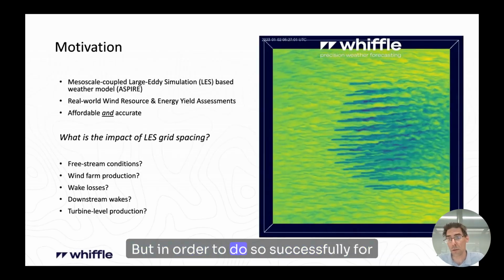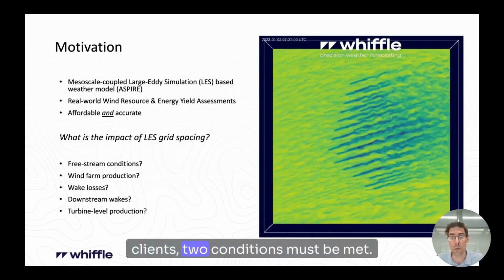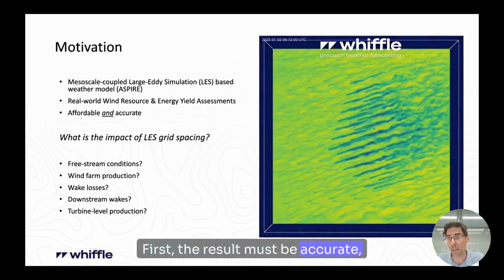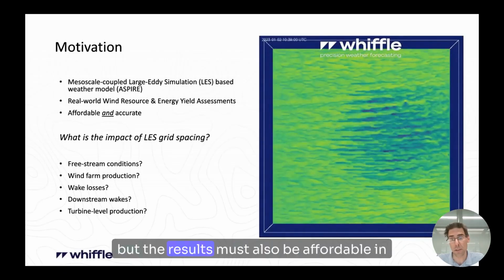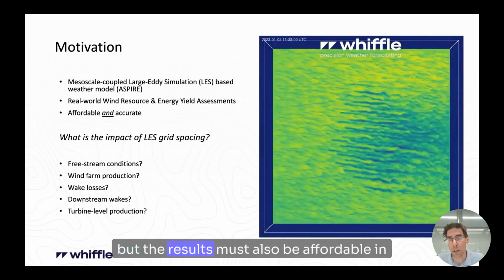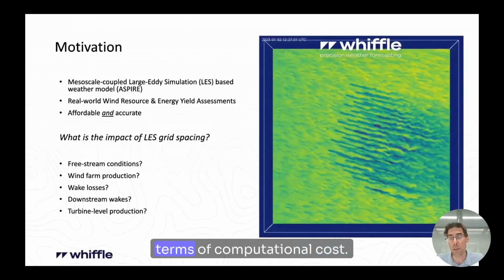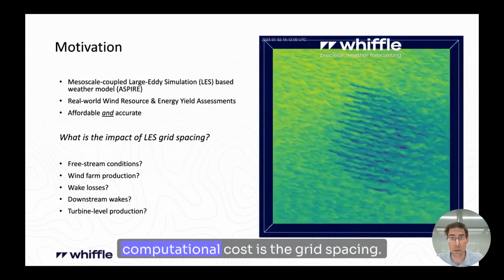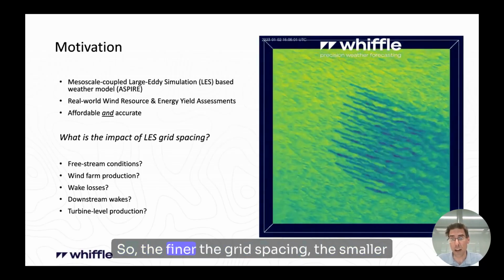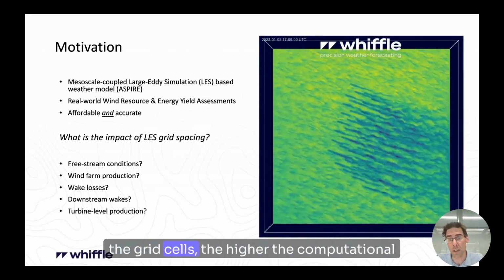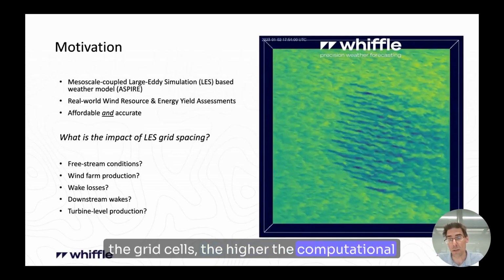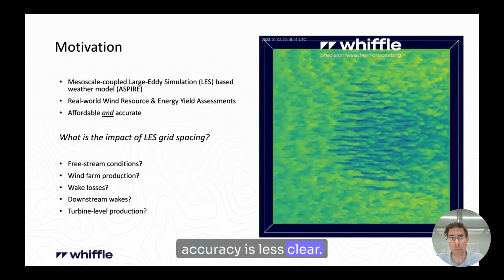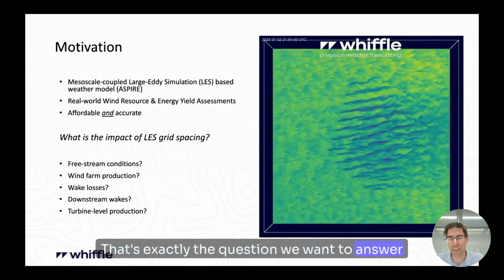But in order to do so successfully for clients, two conditions must be met. First, the result must be accurate, obviously, but the results must also be affordable in terms of computational cost. One parameter that directly influences the computational cost is the grid spacing. So the finer the grid spacing, the smaller the grid cells, the higher the computational cost. But the impact of the grid spacing on the accuracy is less clear. That's exactly the question we want to answer in this presentation.